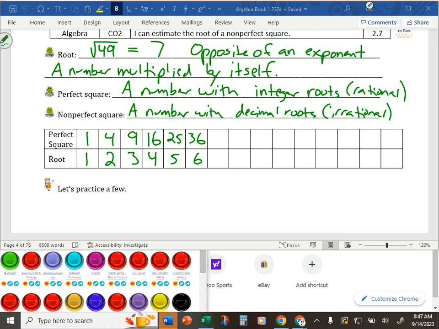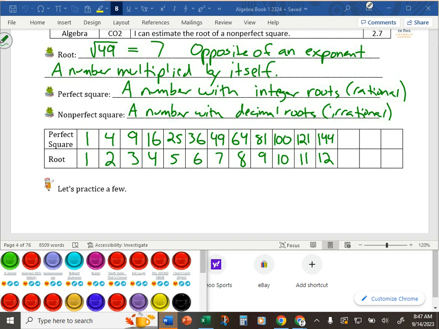Then 49. The root of 49 is 7. Then 64, which is 8. I heard someone say 81. The root of 81 is 9. 100. Root of 100 is 10. 121. Root of that is 11. 144. That's 12.